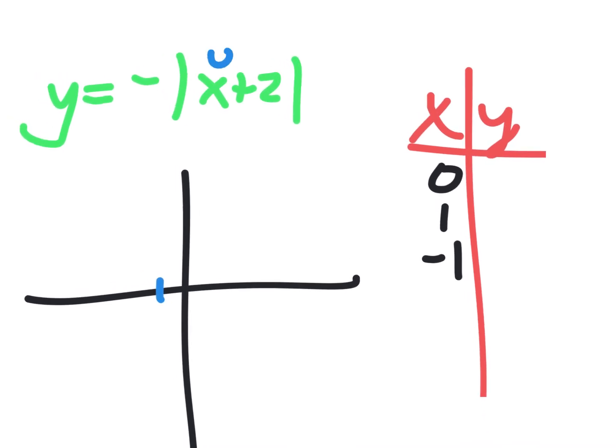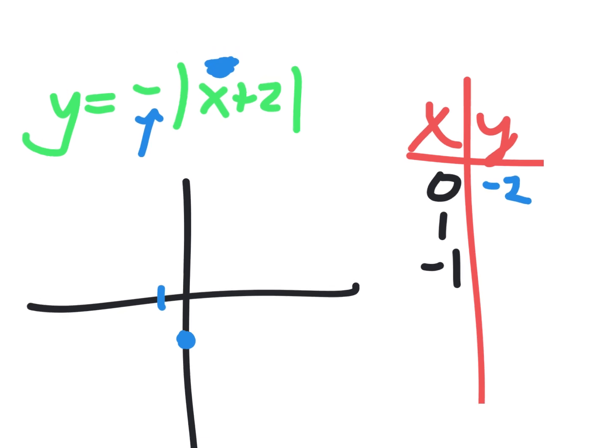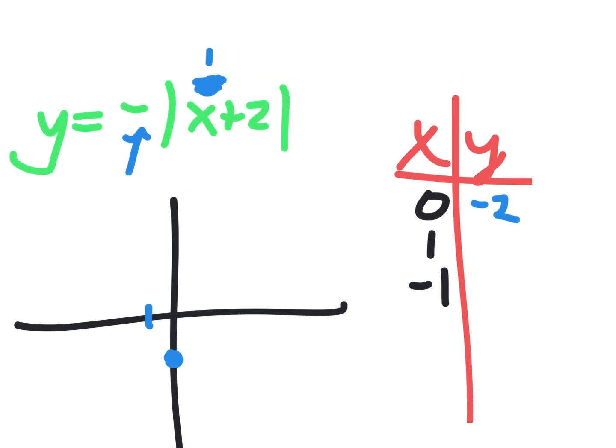So when I put in 0, I get absolute value of 2, then the negative comes on after it comes out positive. So then the negative turns it to -2. 0, -2 is down here. When I put in a 1, negative 3. When I put in a 2, oh wait, put in a negative 1 next.